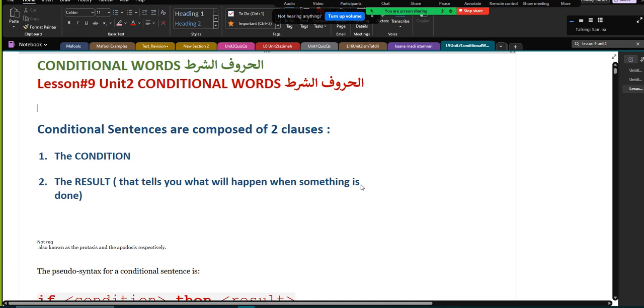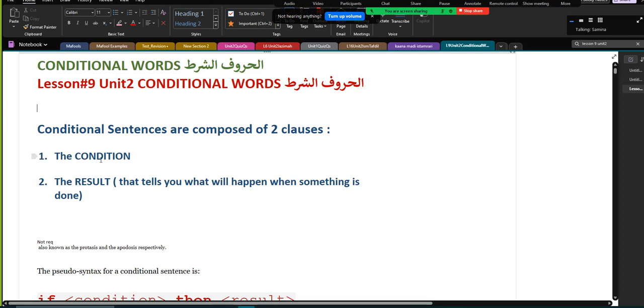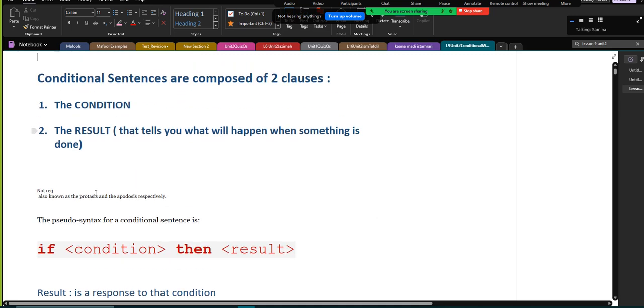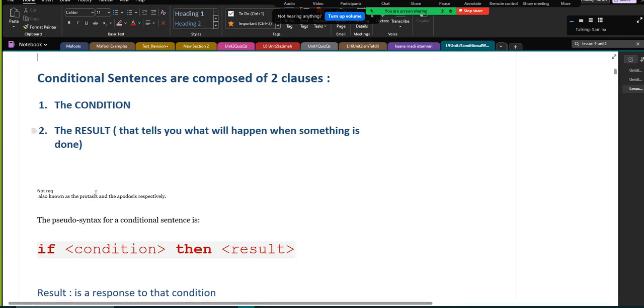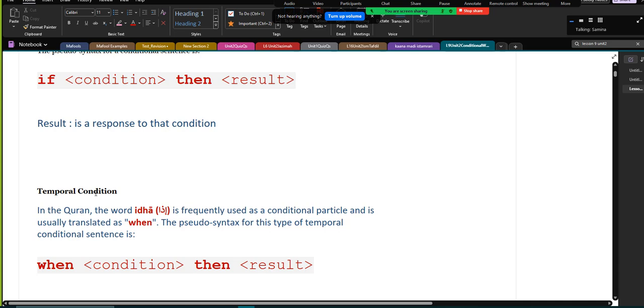But what exactly is the conditional sentence? It's composed of two clauses. The first one is the condition, and the second one is the result that tells you what will happen when something is done. For example, if you study, then you will pass the exam, right? So the condition is if you study, and what is the result? You will pass the exam. Okay, so that is a conditional sentence.